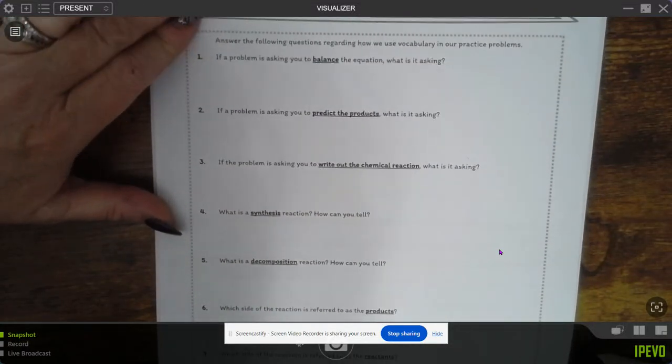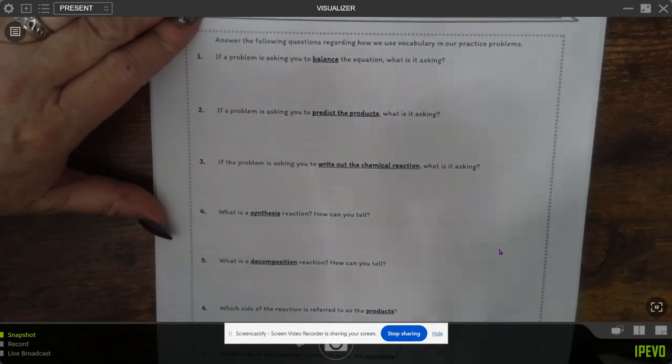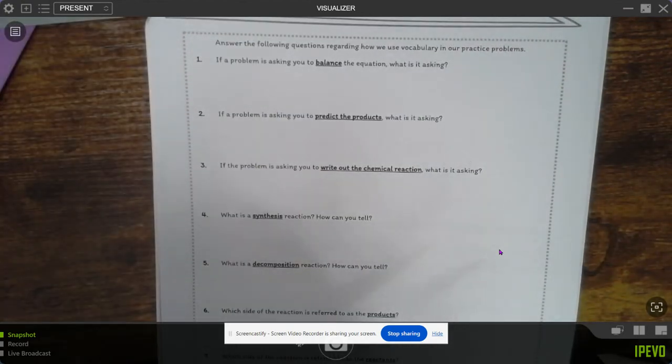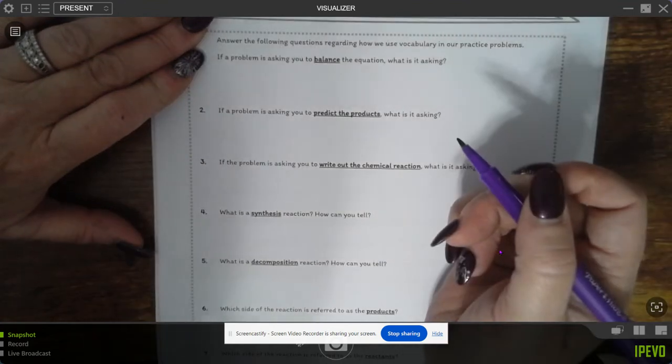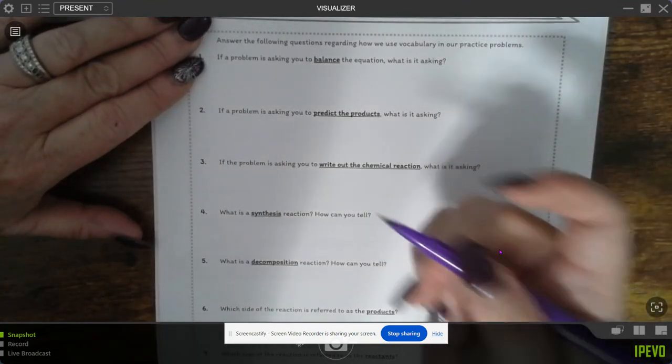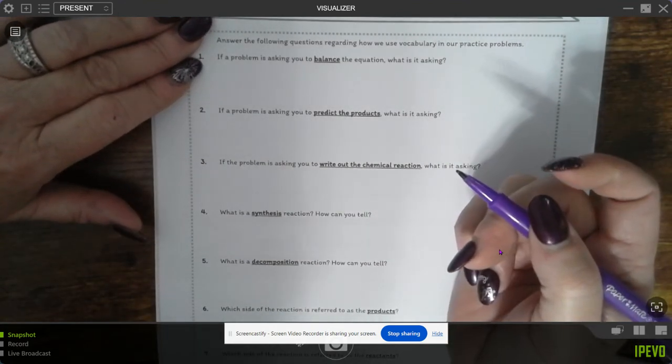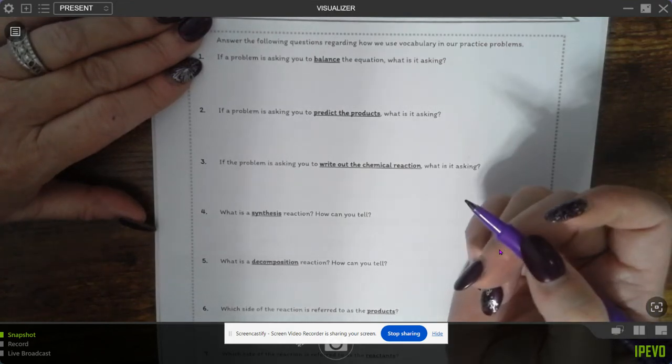This is Mrs. Lyons, and I am just going to go through this page of vocabulary in the packet, in case you're not in class when we go over this. This is kind of some important stuff that you should know, these words and this terminology.